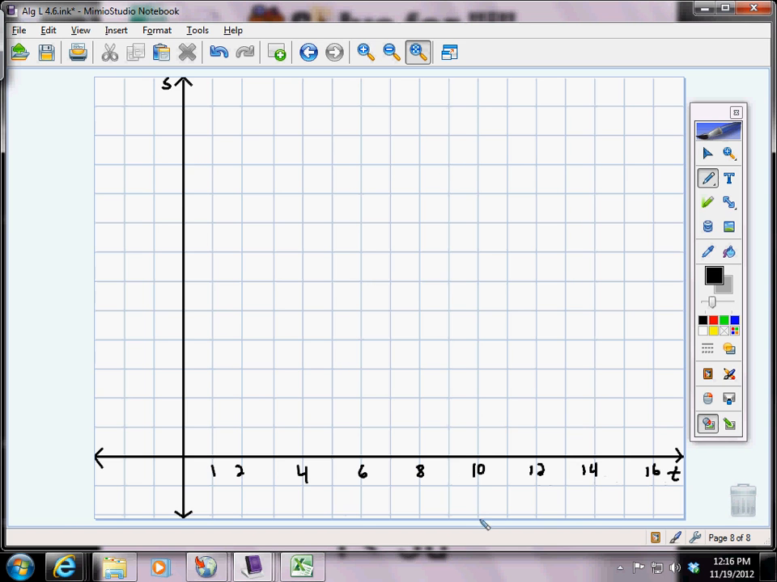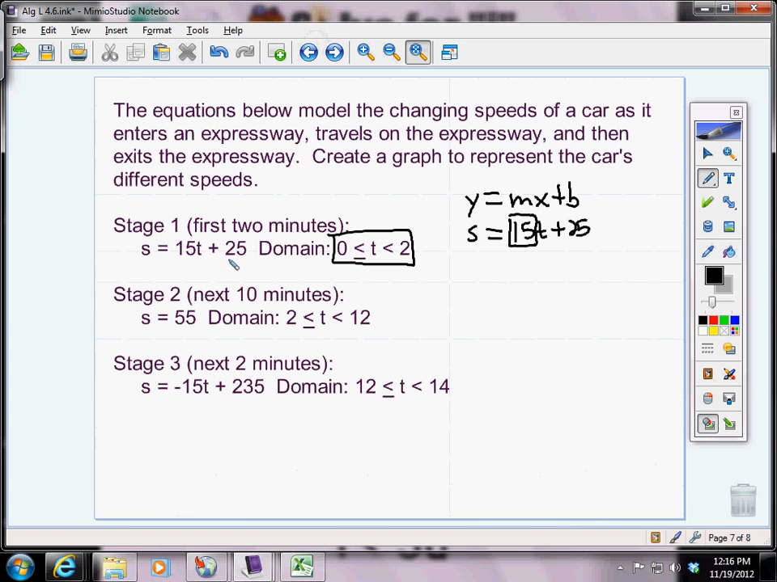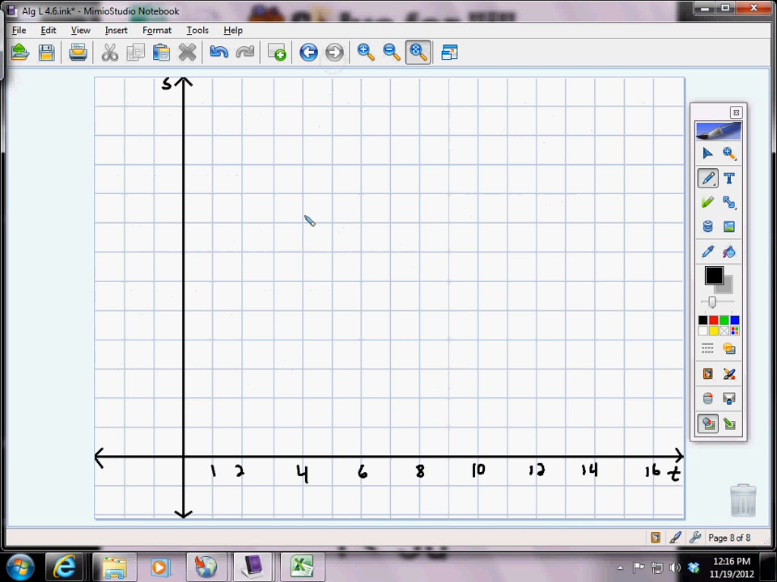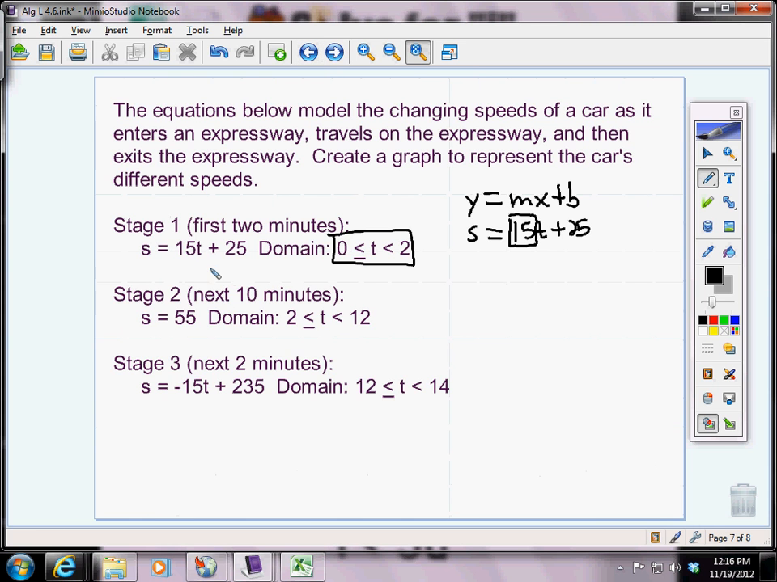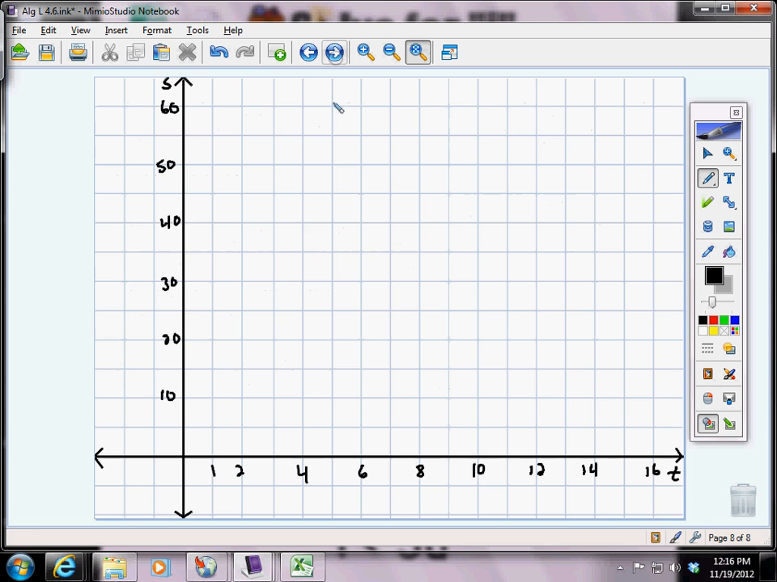Okay, so I'm going to have my time on my x-axis, and we're going to have our speed on our y-axis. And looks like right here our speed is 55 miles per hour. So let's go up to 55. 5, 10, 15, 20, 30, 40, 50, 60. Now, if it doesn't totally make sense what these numbers are, know that you at least have to graph this equation. We have our y-intercept, which is 25, and we have our slope, which is 15.